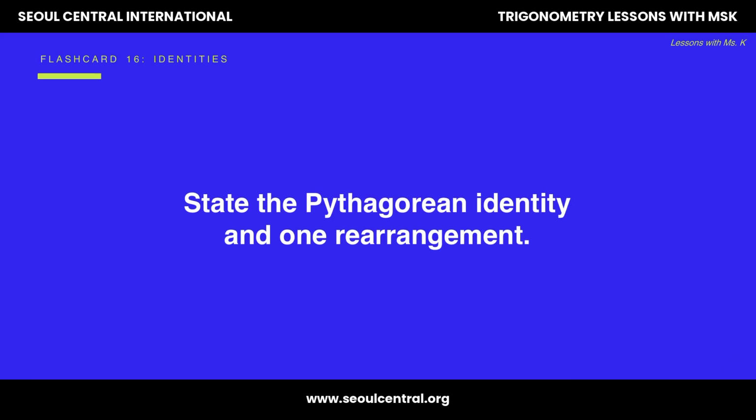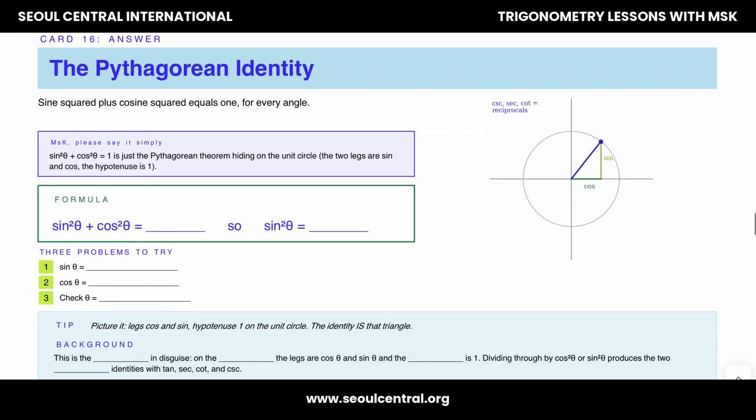That's great. Moving on to flashcard 16: state the Pythagorean identity and one rearrangement. The Pythagorean identity is sine squared plus cosine squared equals 1 for every angle. This is just the Pythagorean theorem hiding on the unit circle. The two legs are sine and cosine, and the hypotenuse is 1.